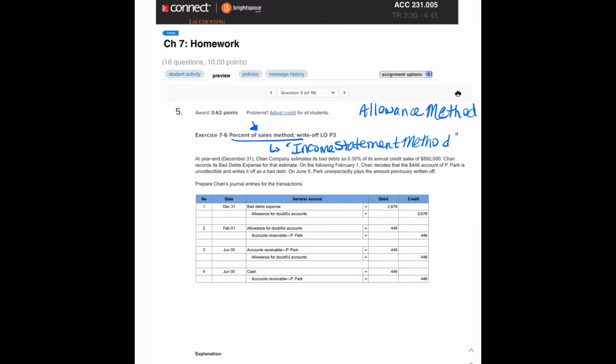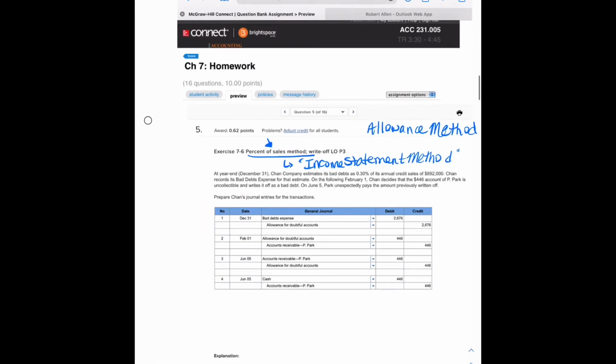So what we're going to see here is that at year end, so at December the 31st, Chan Company estimates its bad debts as 0.3%.